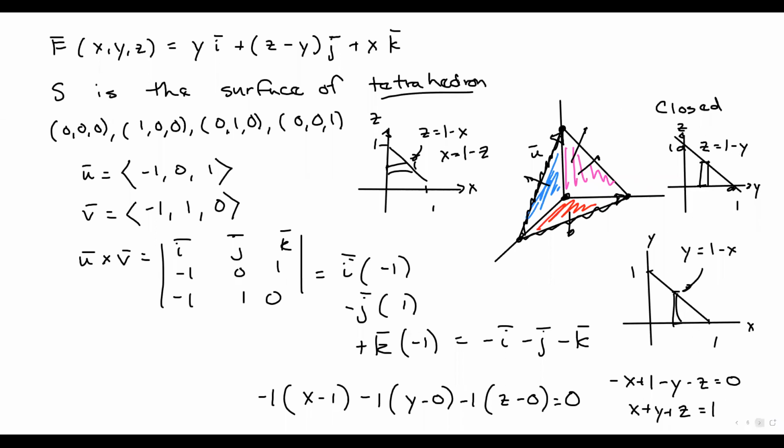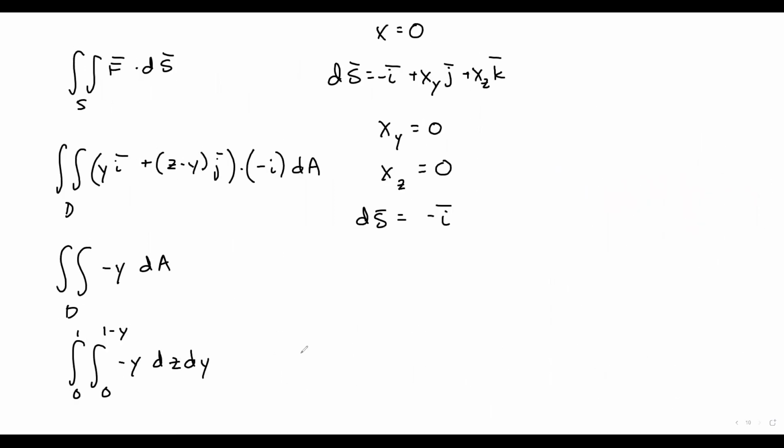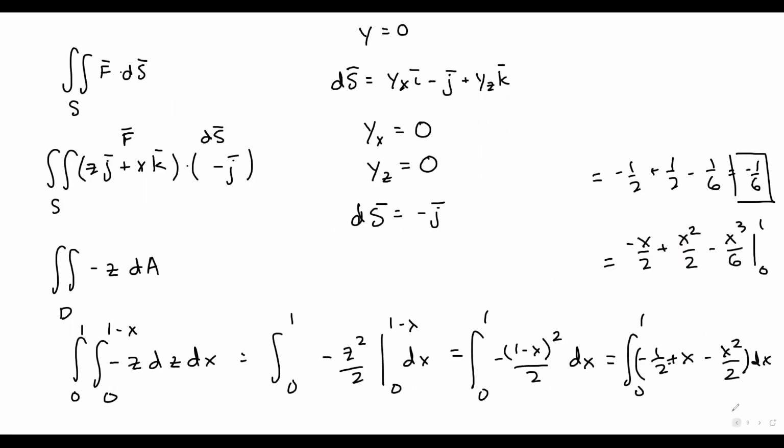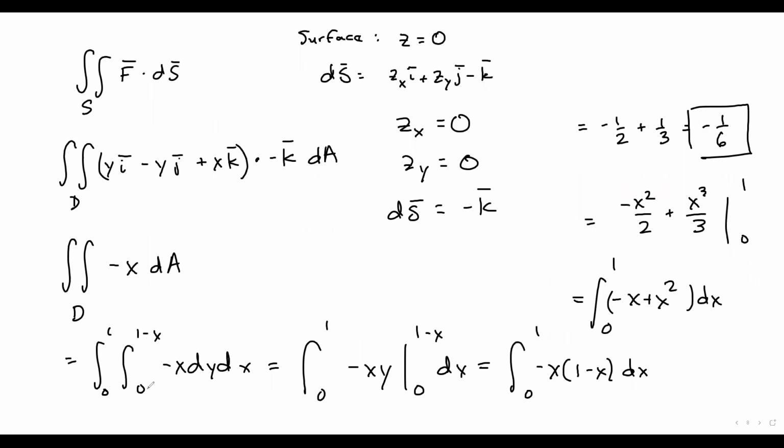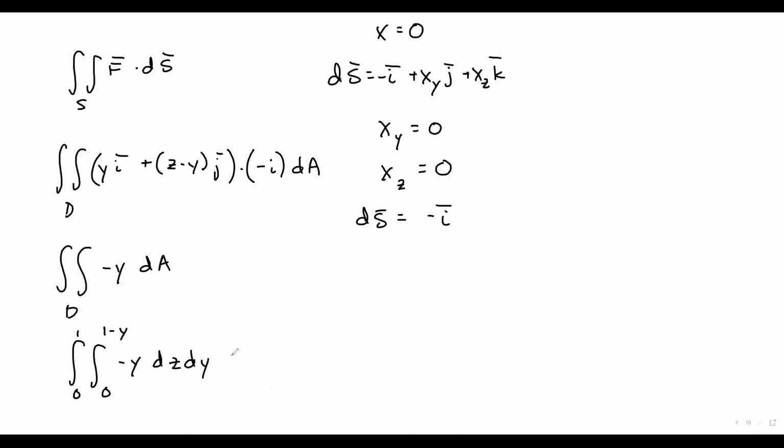In any case, you can kind of guess what's going to happen here. What did we have here? We've got negative y, integral to 1 minus y. If you look at the previous one, integral 0 to 1 minus x, negative x. It's the same thing again. So we're just going to get negative 1/6 one more time. All right. And so that gives us the flow through that side.